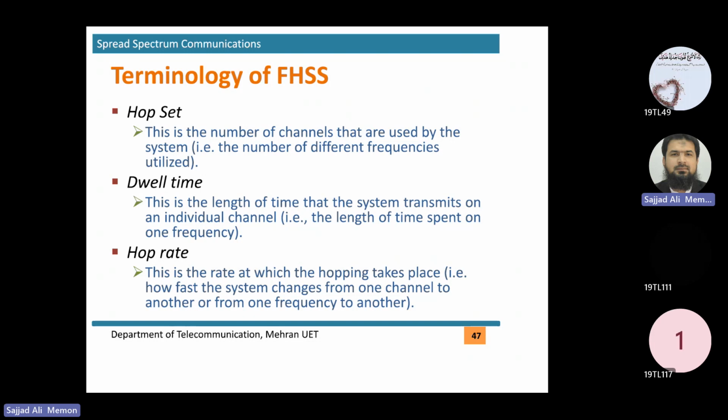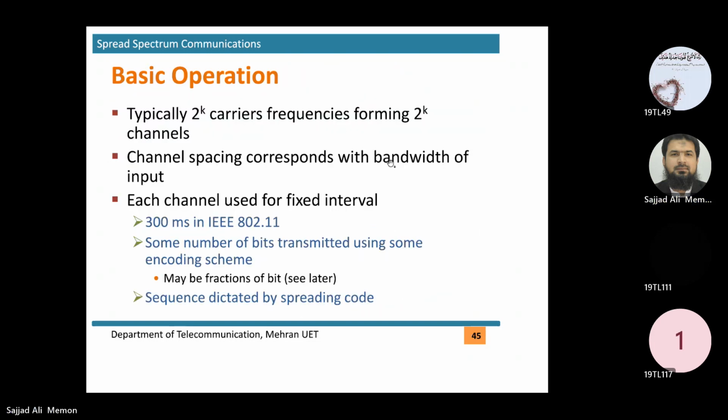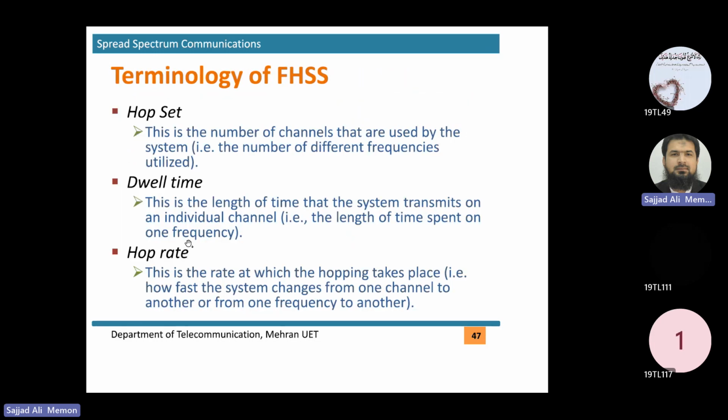Dwell time: this is the length of time that the system transmits on an individual channel. That is the length of time spent on one frequency. Like in Wi-Fi, it is 300 milliseconds. So on one frequency, 300 milliseconds will be spent. So that is your dwell time.